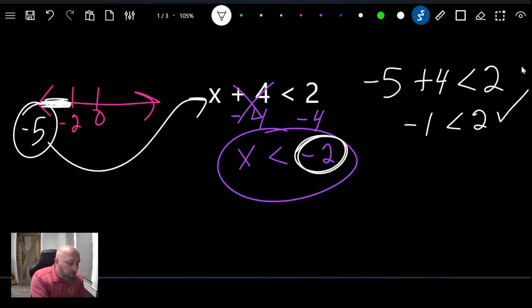And yes, I know what you're thinking. You're saying, Mr. Steve, you should have put a 0 or you could have circled the 2. Yes, I know. I'm sorry. I wasn't really doing the number line as much as I was just showing you how to check these. But if I'm going to do a number line, because this is not equal to, we would circle that. Now, if it was less than or equal to, then we would color this in. But since it's not equal to, we don't color that in.